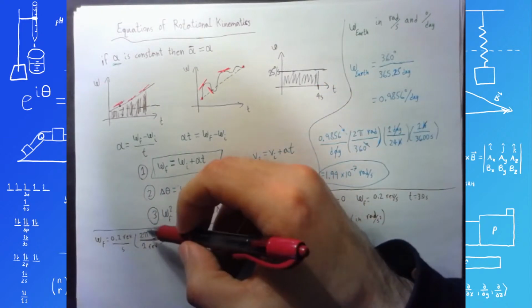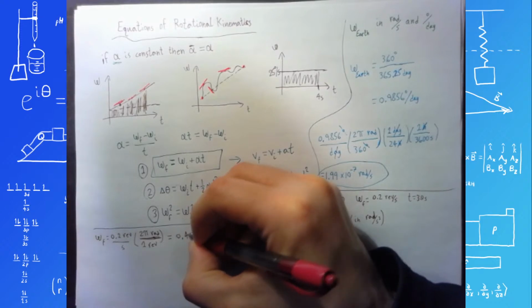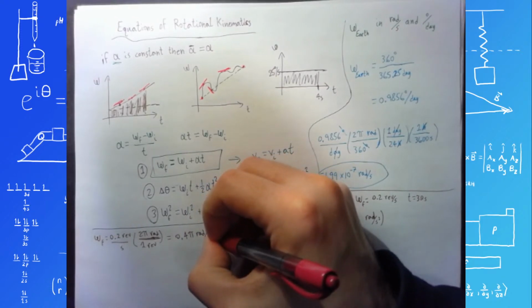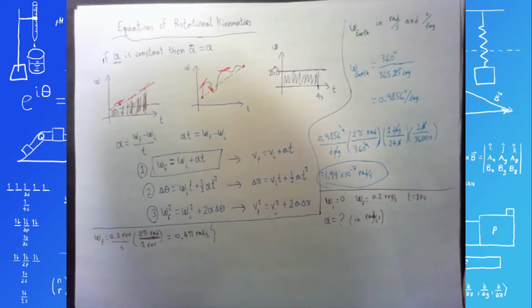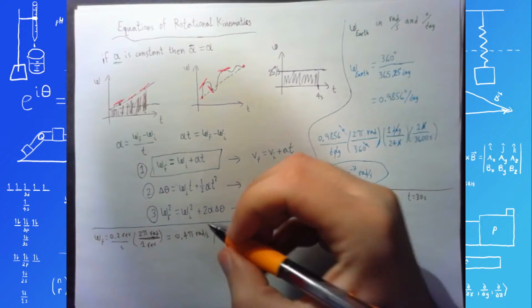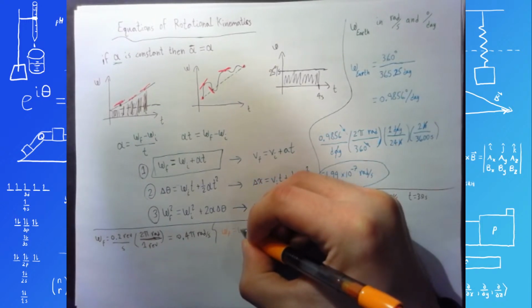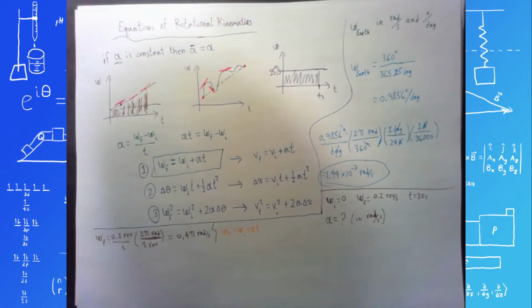Anyway, this is going to be 0.2 times 2 is 0.4, so that'll be 0.4 pi rads per second. Now that we have that, we can get the angular acceleration simply using the first equation. First equation of rotational kinematics gives us omega final equals omega initial plus alpha times t. We are assuming a constant angular acceleration after all.